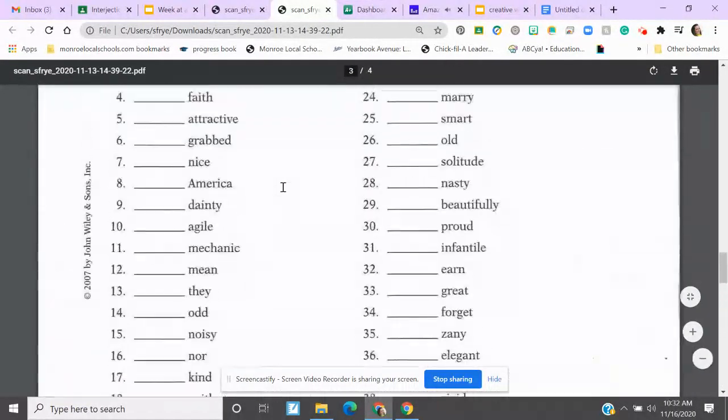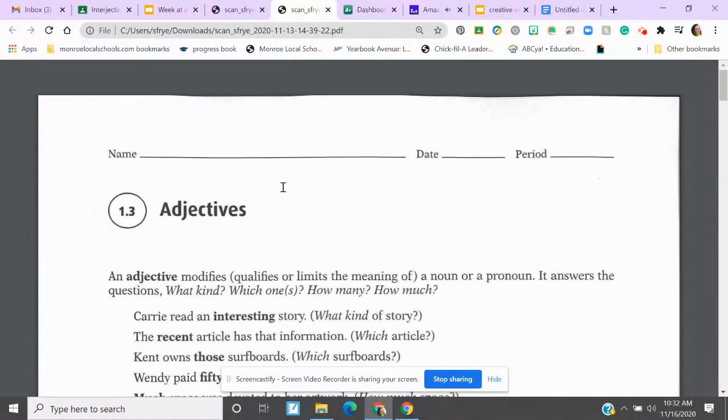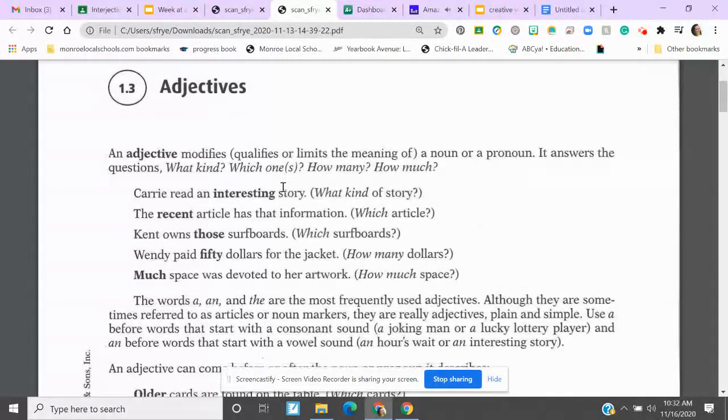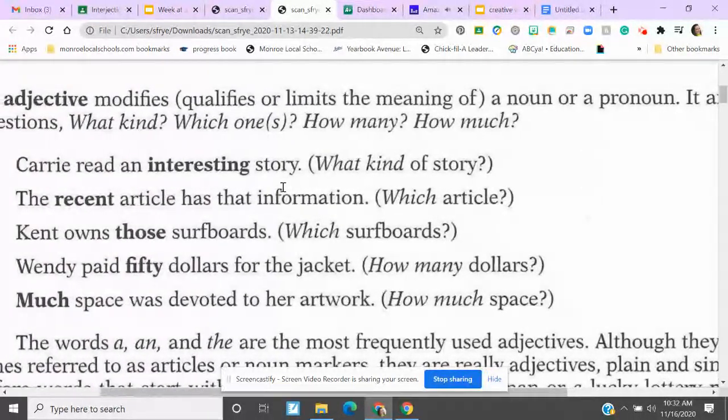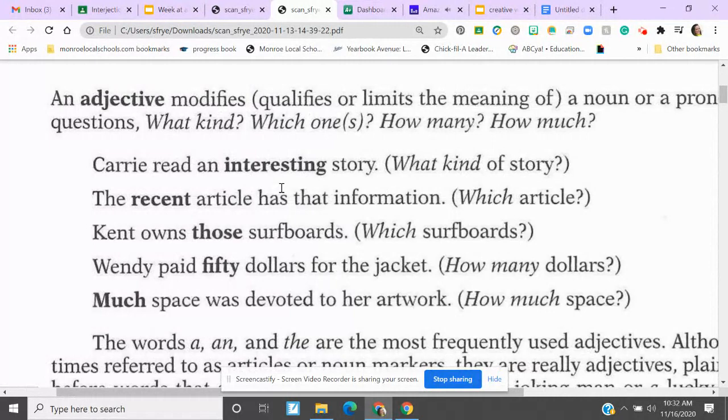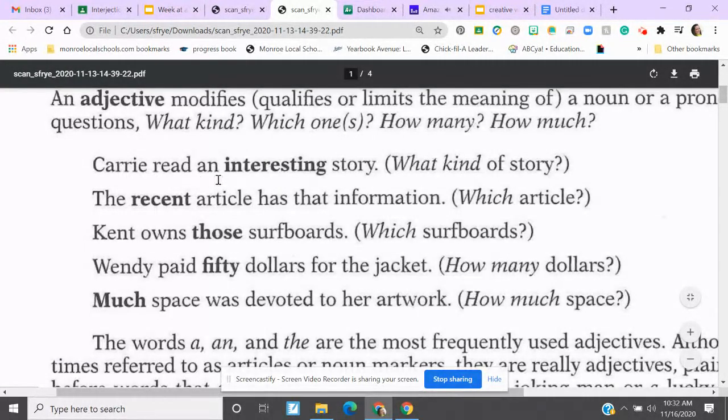I'm not. Okay. So this is adjectives. And adjectives, the definition is simple. They describe nouns and pronouns, right? They give details to nouns and pronouns. They do get a little bit more complicated as we go through this, but they answer the questions like which kind, which one, how many, how much. So Carrie read an interesting story. Interesting is describing what kind of story she read.